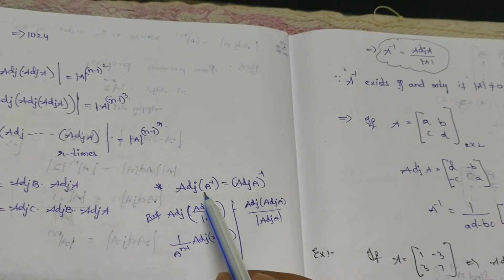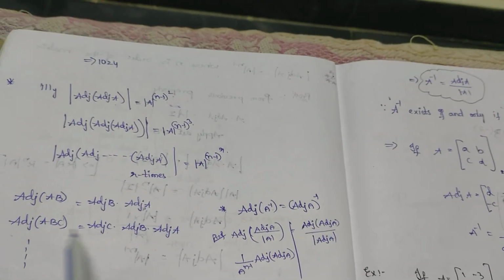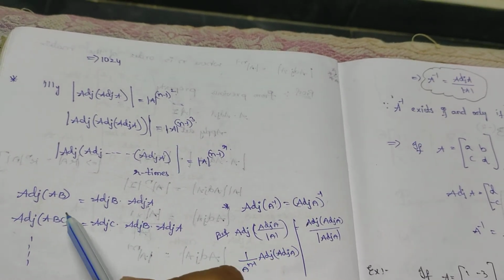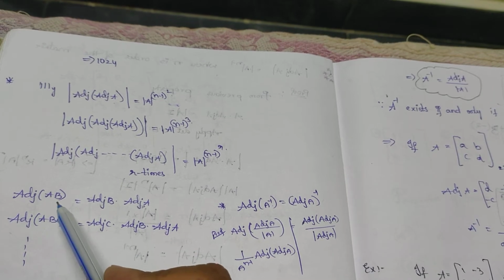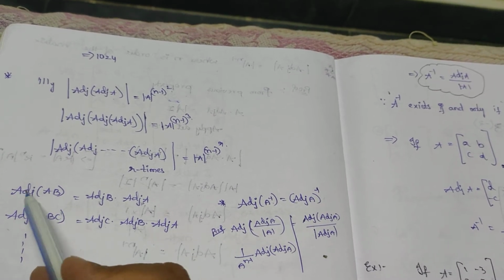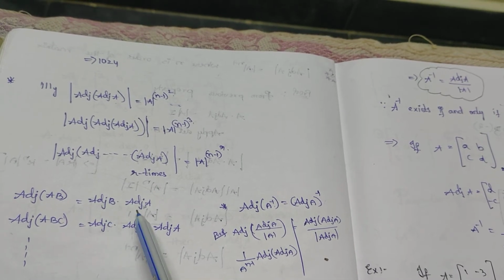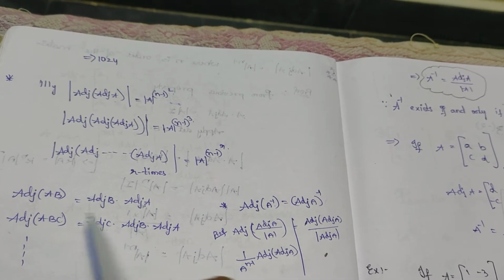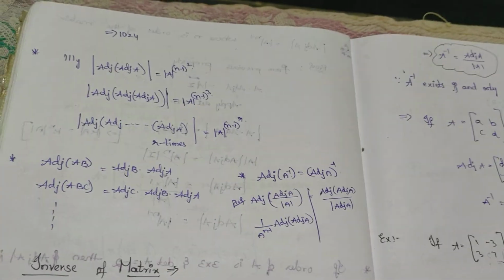Next one. Adjoint of A inverse is equal to... Actually, these proofs, once you take two matrices A and B for which multiplication is possible, and go for adjoint of AB, and individually you go for adjoint of B and adjoint of A, you can show this one. Okay, by taking two different matrices.